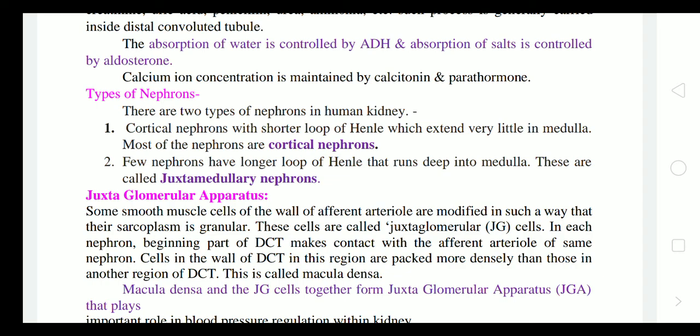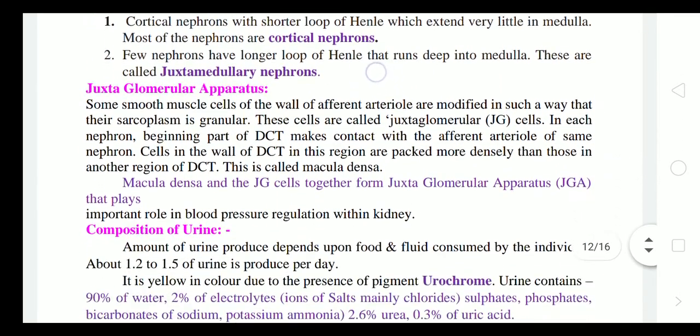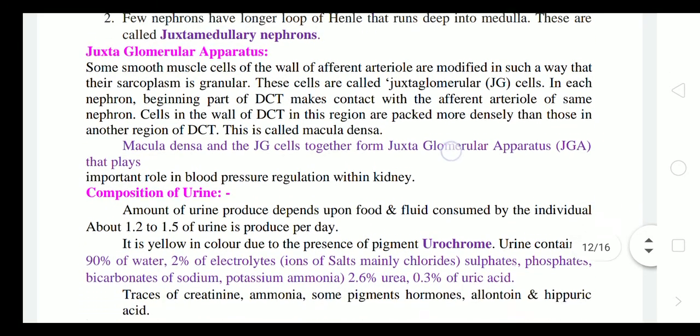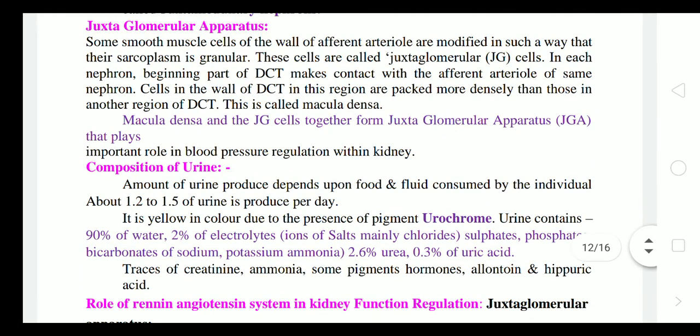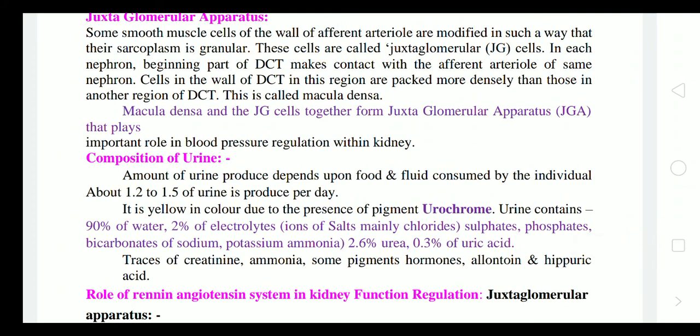Juxtaglomerular apparatus. Some smooth muscle cells of the wall of the afferent arteriole are modified in such a way that their sarcoplasm is granular, means thick. These cells are called juxtaglomerular cells, JG cells.